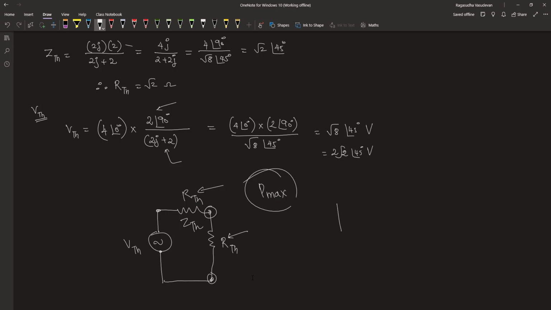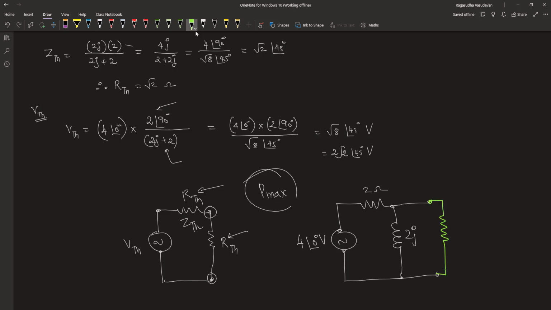Therefore, in our case, the equivalent circuit will become like this. We have a 4 angle 0 degree volt source over here. Then we have a 2 ohm resistor in series with an inductor whose value is 2j, and this load is purely resistive, and the value of this resistance was calculated to be the square root of 2 ohm. Therefore, the voltage will not be equally shared by these two, because there is a difference between the impedance and the resistance.